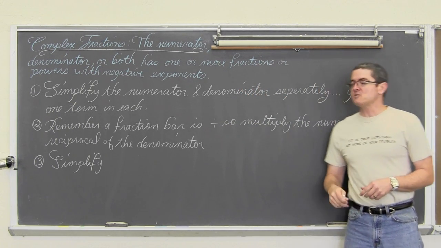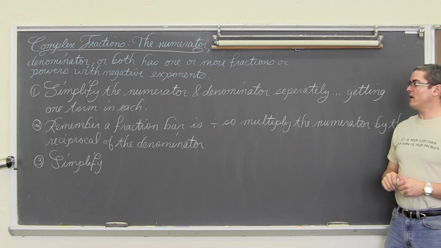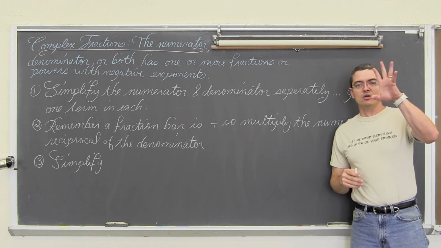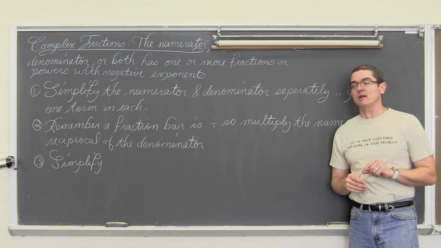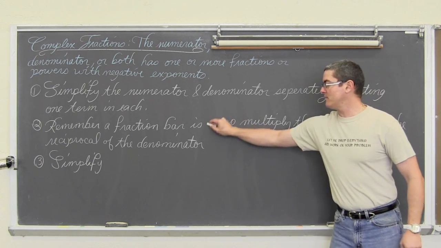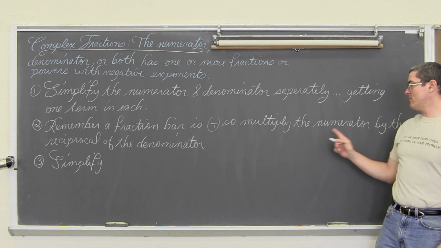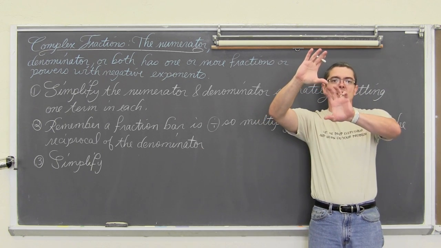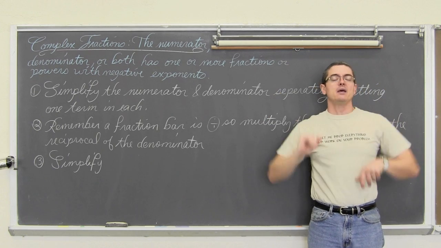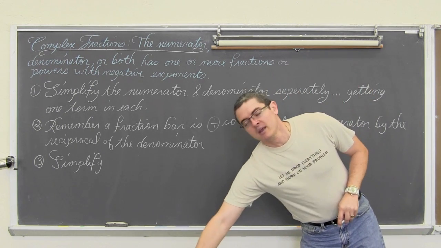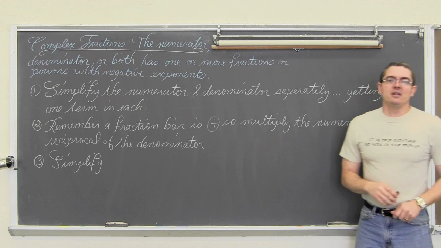So what we're going to have to do with these problems is simplify the numerator and denominator separately until we get one fraction in the numerator and one fraction in the denominator. And then, remembering that a fraction bar is nothing but division, we're going to multiply the numerator by the reciprocal of the denominator. We're going to take that bottom fraction and flip it up and change it to multiplication, and then simplify whatever's left.